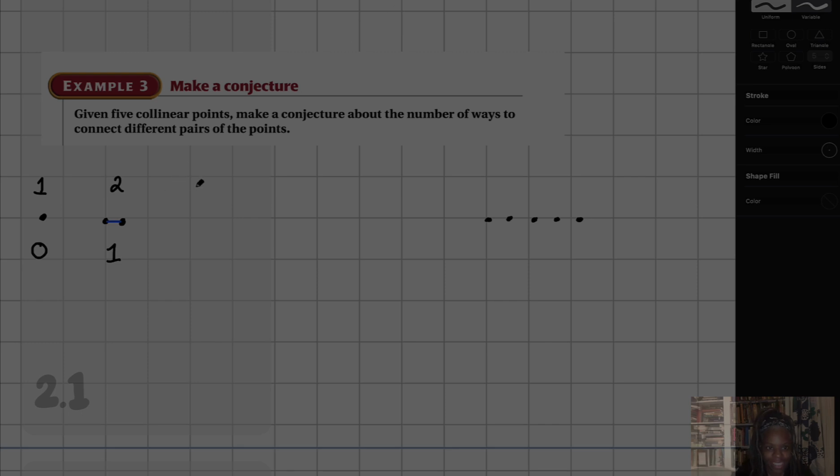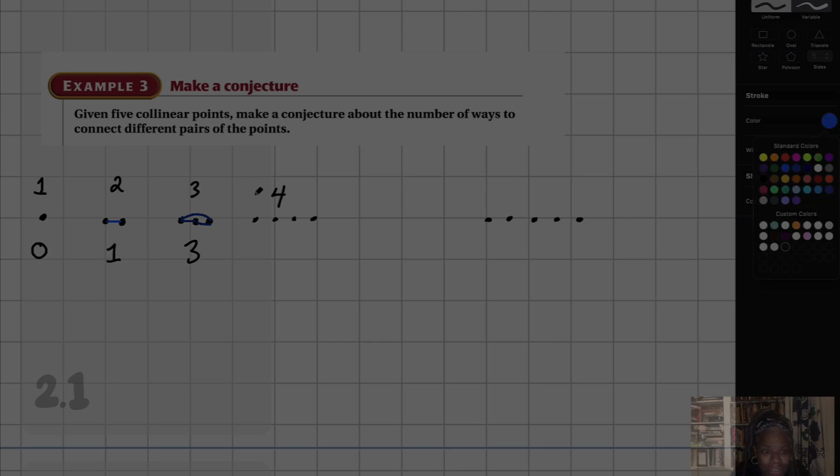Let's try more. So we did 1, we did 2. Let's find 3 collinear points and let's see how many ways we can connect them. Or how many different connections we can make, right? So we've got 1 connection, 1, 2, 3. Is there any pair that's not connected here? I think we did them all. So we've got 3 ways to connect there. Okay, let's pick up with 4. So we've got 4 points and we're going to see how many different ways we can connect it.